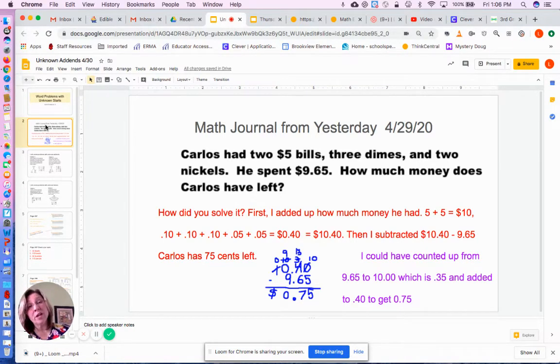Carlos had two $5 bills, 3 dimes, and 2 nickels. He spent $9.65. How much money does Carlos have left? So how did you solve this?